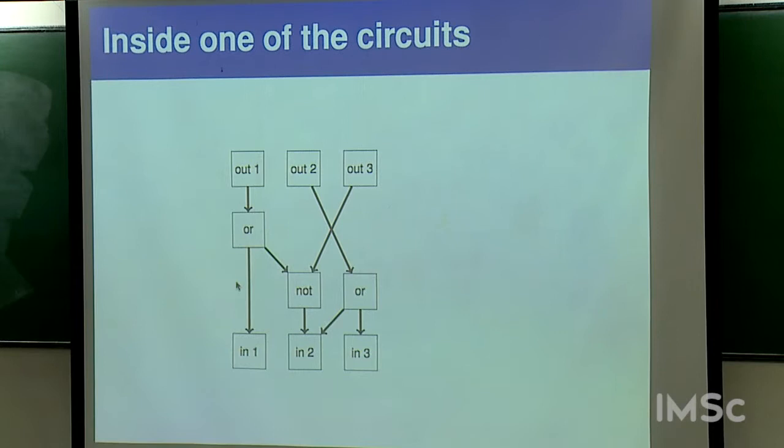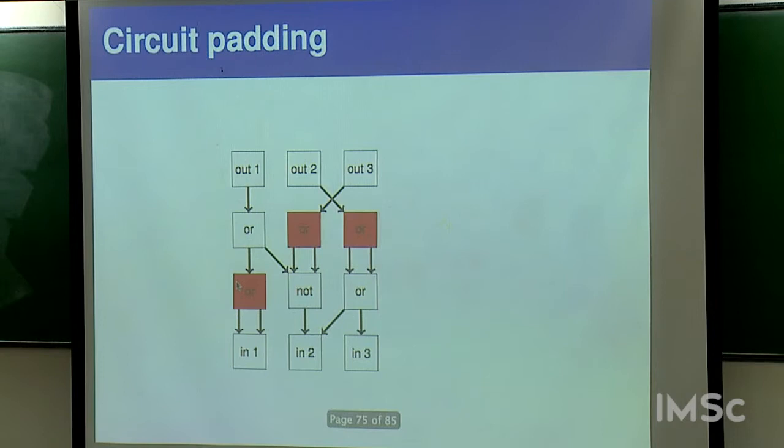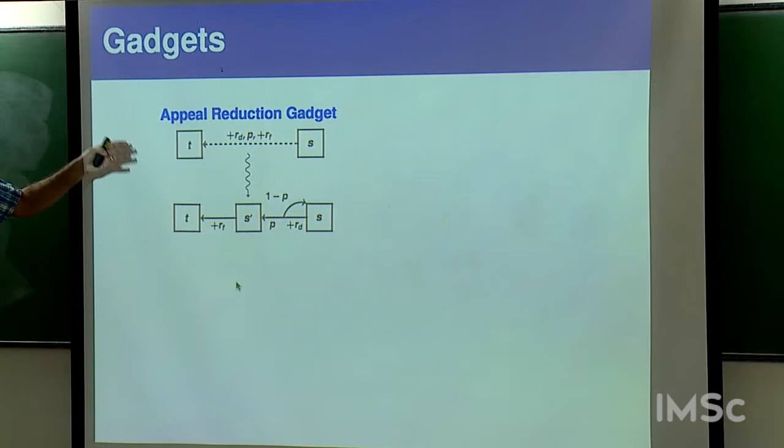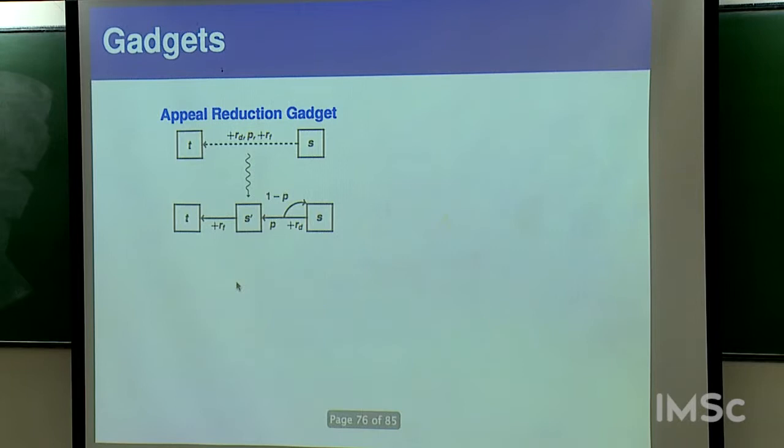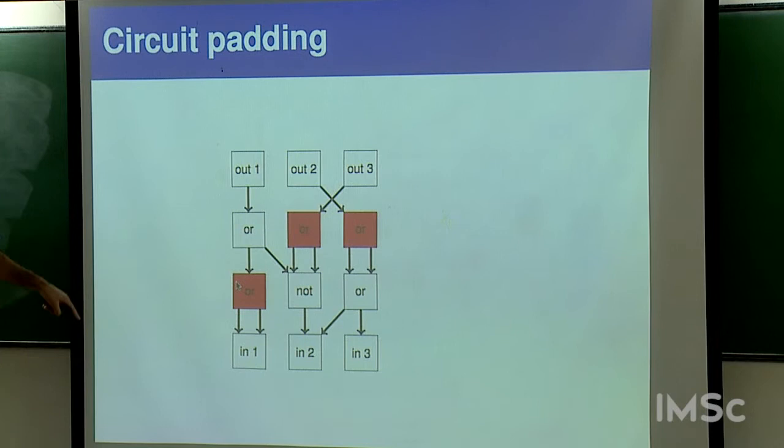That's trivial because you just shove in dummy OR gates. And now I just flash up the gadgets. We have a slightly more complicated appeal reduction gadget, and we simply implement an input bit, an OR gate, a NOT gate. And actually the complicated part is how the outputs feed into the other circuit and vice versa, and you need to get the transitions right. The main difficulty is when the phase changes from computing to storing.